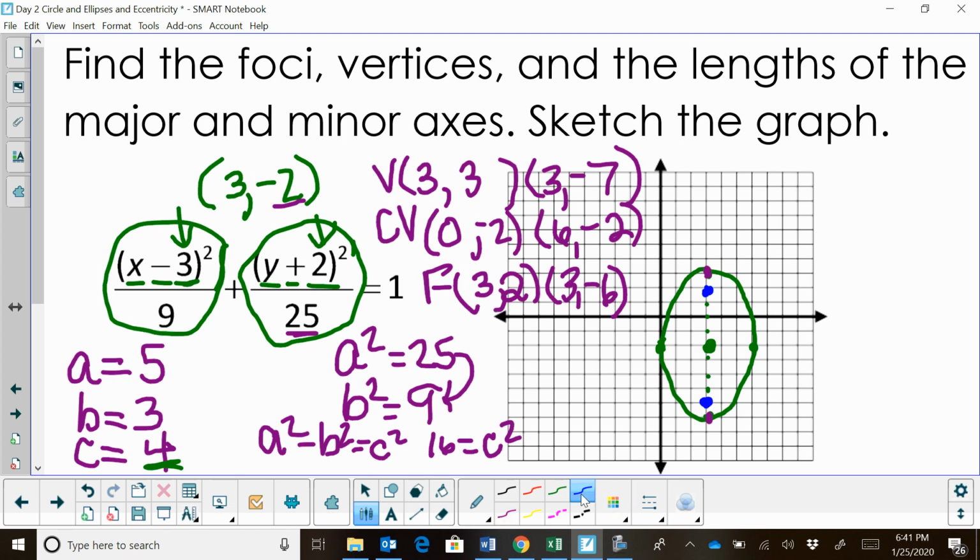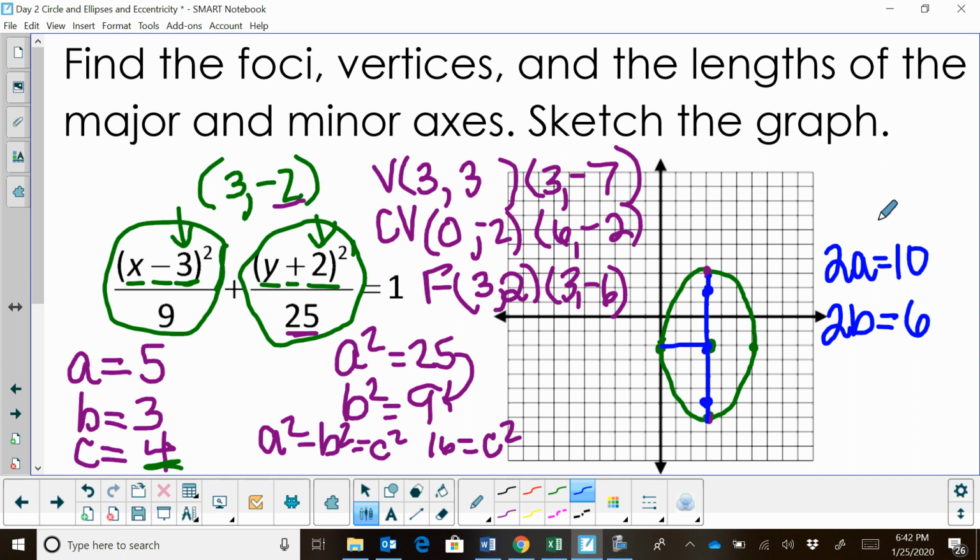Now let's look at our major and minor axes. The major axis is from vertex to vertex. Well, that distance is 5 from the center to the vertex. So it's 2 times a, which ends up being 10. Then I'm going to look at my minor axis, and that's going to be 2 times b, or twice the distance from the center to the co-vertices. That distance is 3, so that means my minor axis is only 6.